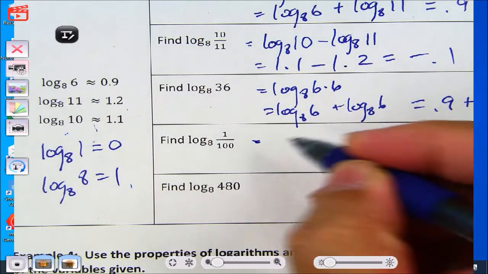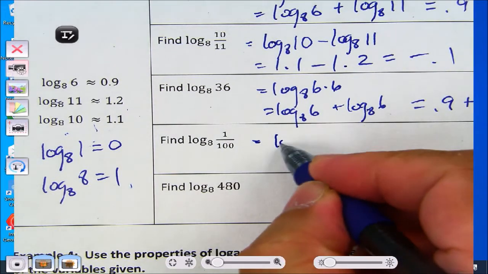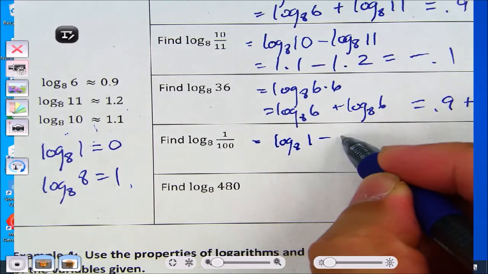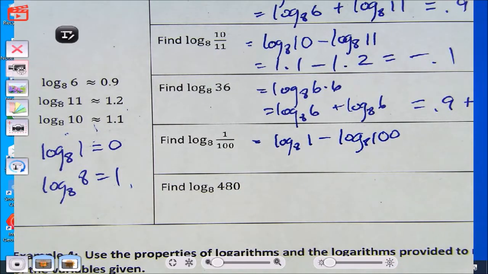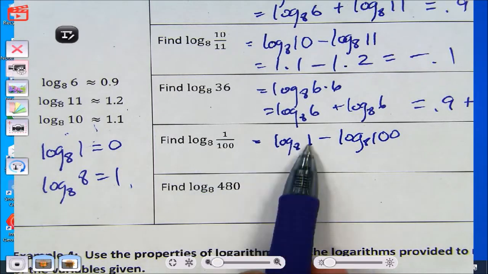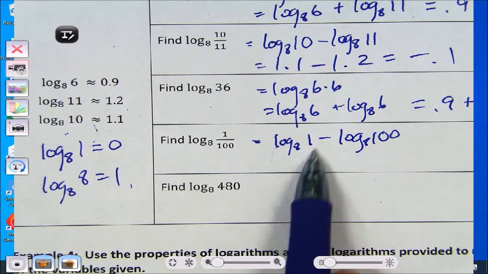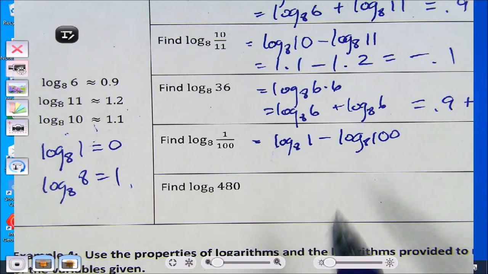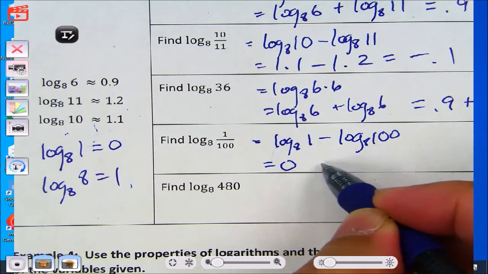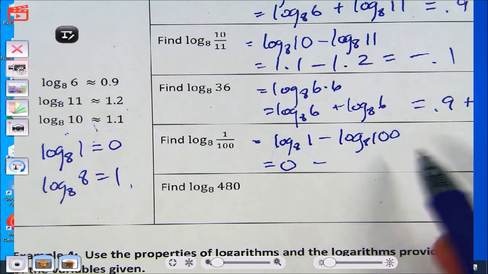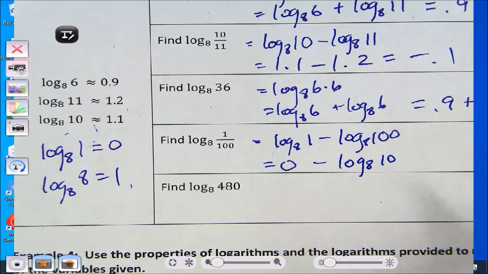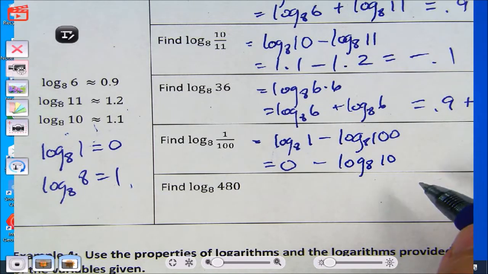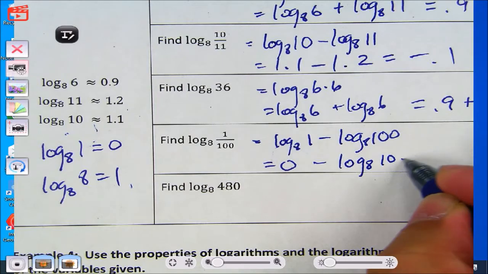Alright. So this can be written as log base 8 of 1 minus log base 8 of 100. All I just used was the 1. Okay? And what is this value? 0. Minus log base 8 of 100. How can I write that? Log base 8 of 10 times 10. And how do you want me to write the 100? 10 times 10. Yeah. Alright.